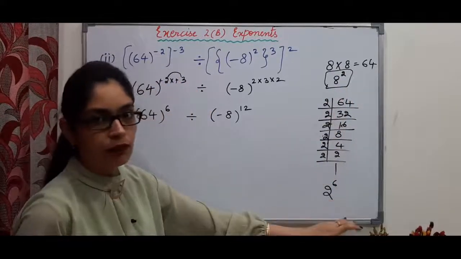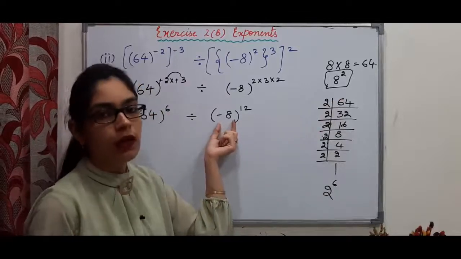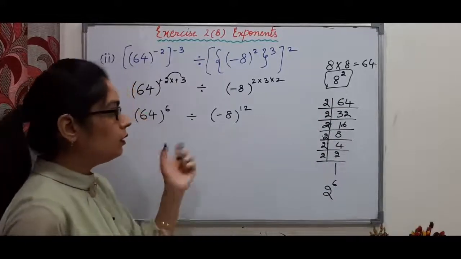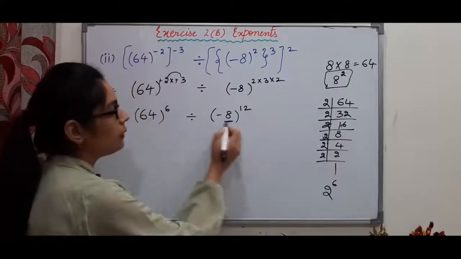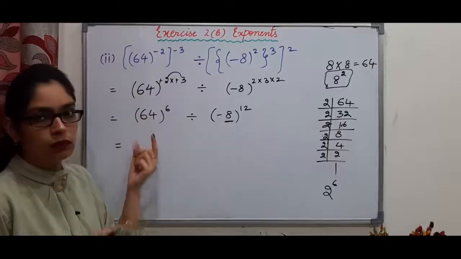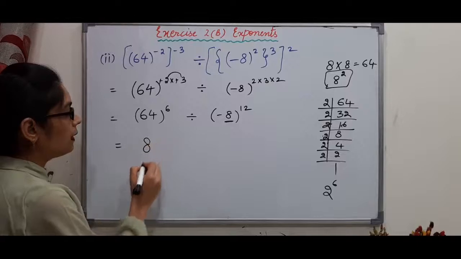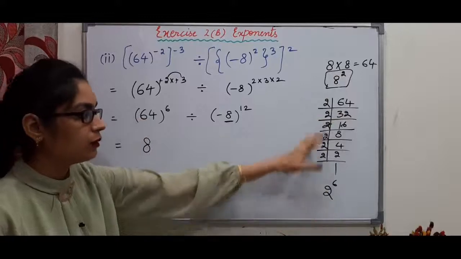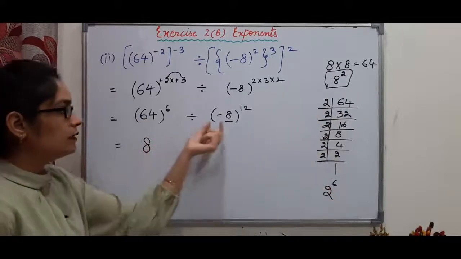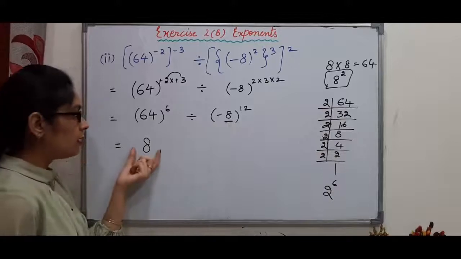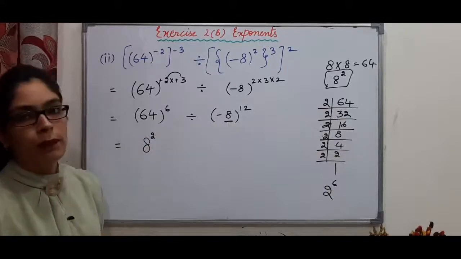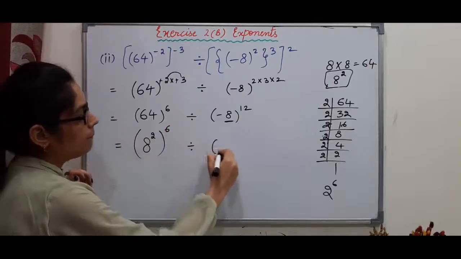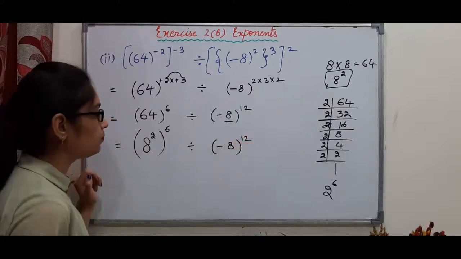We can write this, but if you write this, then you have to convert this also again into its exponential form, like 8 is equal to 2 to the power 3. So better, in a short step we can do, here also base is 8, so let's make this base also equal to 8. So I can write 64 as 8 to the power 2, not like this because it will be a long step then. So directly, since this base is also 8, I can convert this to 8 to the power 2. So 8 to the power 2 whole power 6 divided by minus 8 to the power 12.